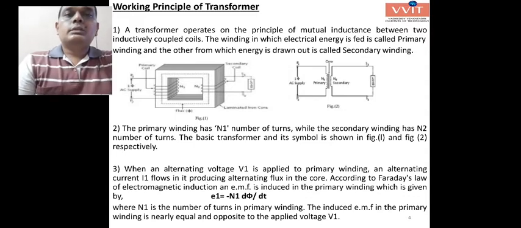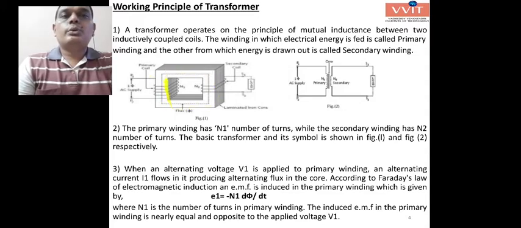Here this is the supply, and here we have the N1 turns of the primary winding. This is N2, the secondary winding, and here this is your load. When an alternating voltage V1 is applied to the primary winding, what happens? An alternating current flows in this direction, producing flux in the core. When current flows, automatically the flux flows through this core.